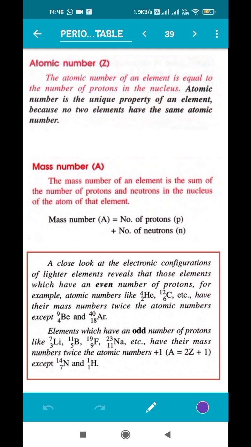That means we know in the nucleus neutrons and protons are present. So the total number of protons and neutrons in the nucleus of an atom is known as the mass number. Atomic number is denoted by Z and mass number is denoted by A.